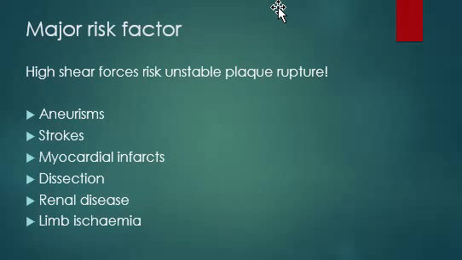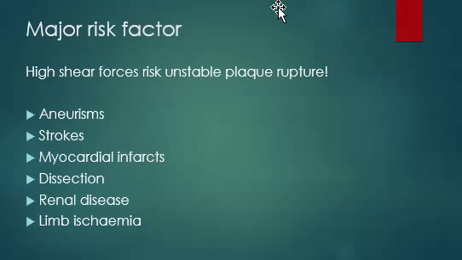Some of the major risk factors that hypertension brings about really all relate to this high shear force when blood pressure is high and the blood is rushing across the surface of the vessels and whatever's lining the vessels. So when there are any atherosclerotic plaques that are slightly unstable, the chance of those rupturing because of shear forces from the blood pressure being high is increased.